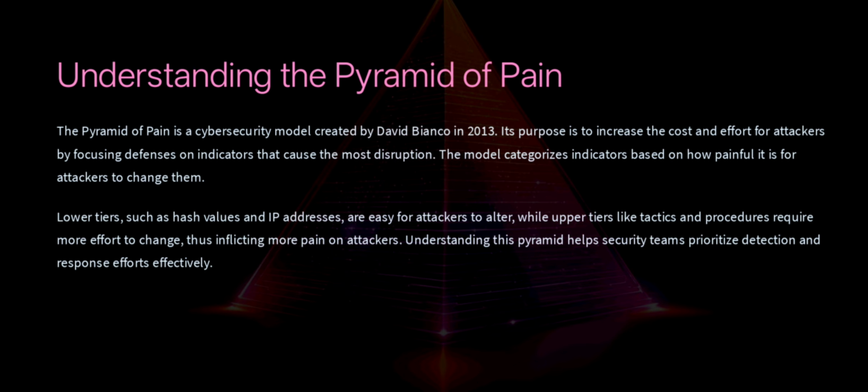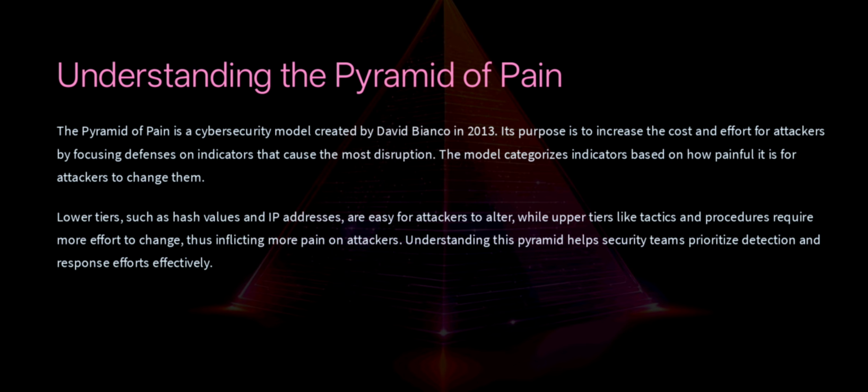6. Tactics, techniques, and procedures, TTPs. TTPs represent the highest and most impactful level of the pyramid. They describe how adversaries conduct their operations, how they perform reconnaissance, gain access, escalate privileges, move laterally, and exfiltrate data. TTPs are difficult to change because they stem from the attacker's expertise, strategic goals, and workflows.